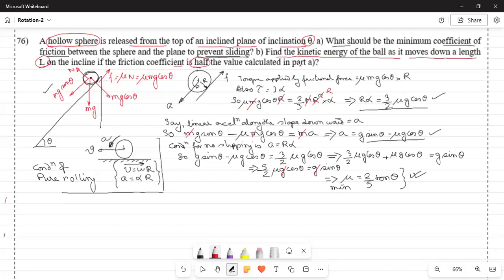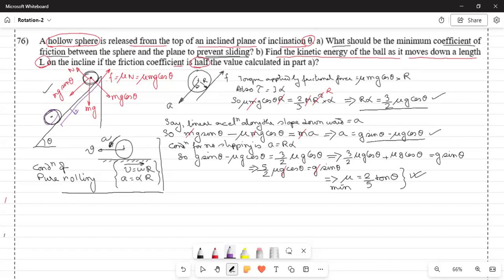Here we have to consider two motions. What they have asked us to find out is that when the ball comes down by a length of capital L, with half of the friction we have found, at that time, what is the kinetic energy? Calculate the kinetic energy.